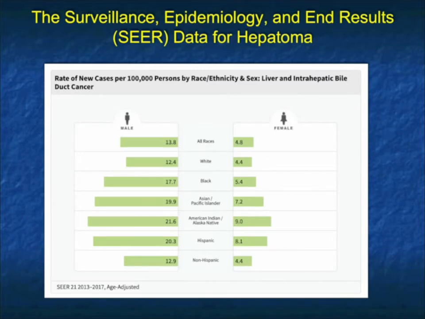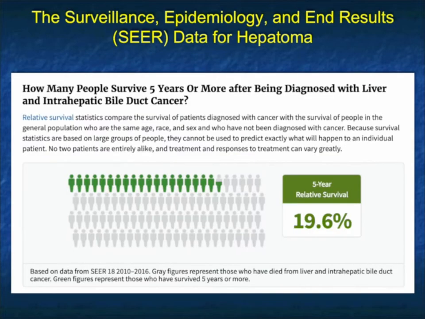The rate of new cases is more common in men. It's common in both black and white males. It's interesting, some of the highest numbers are in American Indian and Alaskan Native populations, both on the male and female side. Of course, a lot of this relates to the presence of hepatitis C.